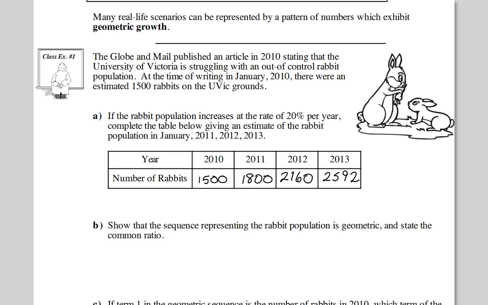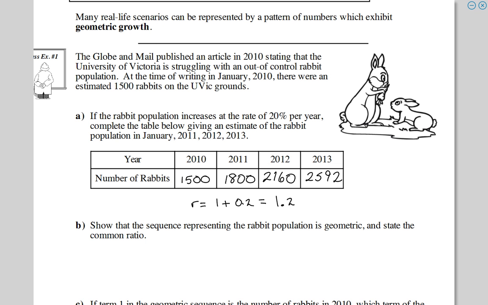In this case, R is 1 plus 0.2, which is 1.2. Please put in the 1 plus. It will help you remember, because sometimes we'll do depreciation. This is appreciation or growth, where it's 1 plus. Sometimes we'll do depreciation or decay, where it's 1 minus. And you'll see that on the next page, I think.